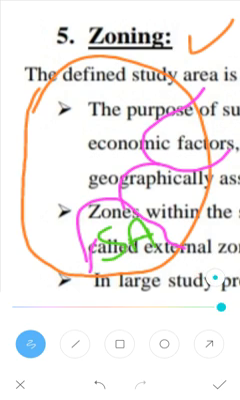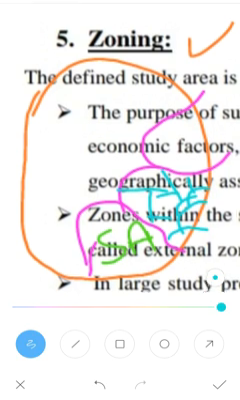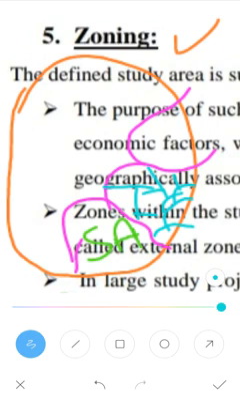These study areas will be subdivided into smaller areas. Whatever study areas are there, so whatever I'm showing here, that is divided into further smaller areas. So these divided smaller areas are called zones or traffic zones.